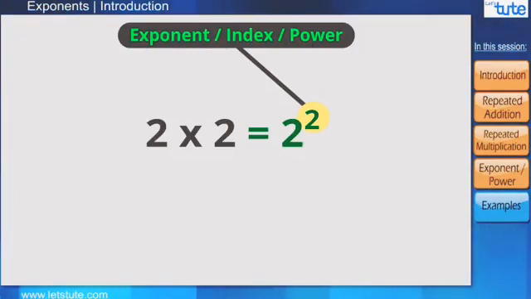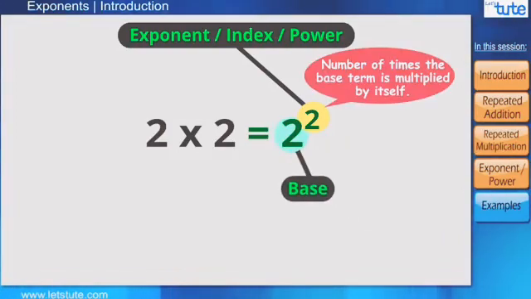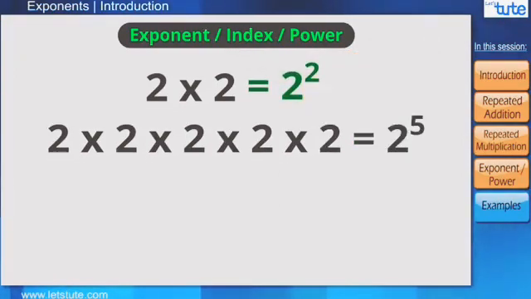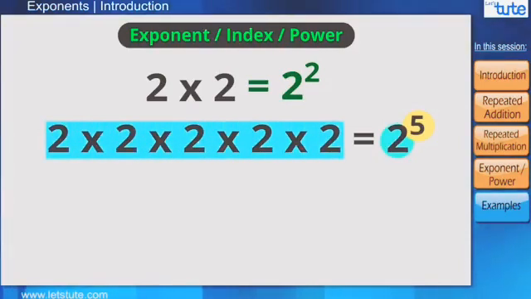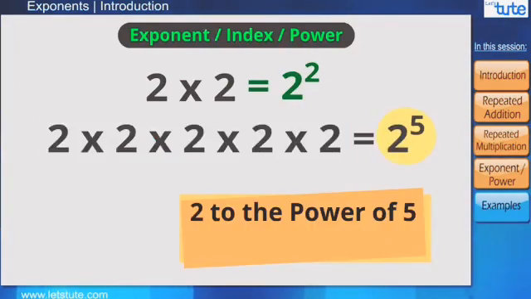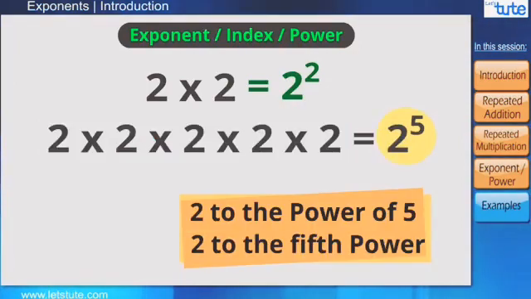The exponent is placed to the upper right corner of the base number and signifies how many times the base term is multiplied by itself. For example, here you can see 2 is multiplied for 5 times and 5 is exponent as it signifies the number of times the number 2 has multiplied by itself, or you can say 2 to the power of 5 or 2 to the 5th power.